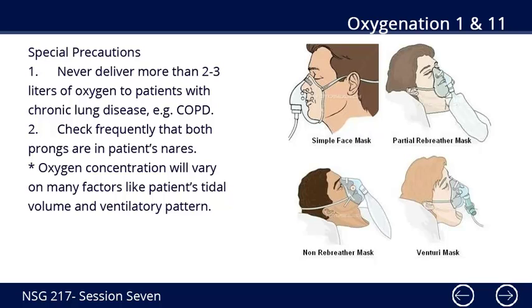Special precautions. Number 1, never deliver more than 2 to 3 liters of oxygen to patients with chronic lung disease, that is, chronic obstructive disease. Number 2, check frequently that both prongs are in the patient's nares. That is, oxygen concentration will vary on many factors like patient tidal volume and ventilatory pattern.